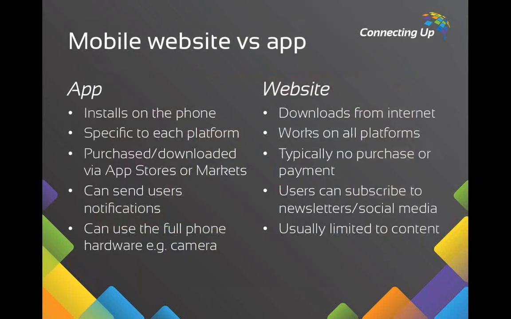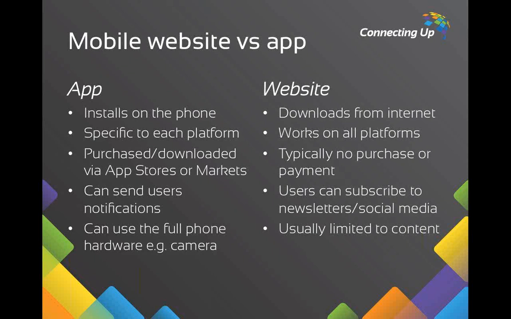So what is the difference between a mobile website and a mobile app? So a mobile app will install on your phone, whereas a website downloads from the internet, just like a website on your computer. Apps are specific to each platform, so an Android app won't run on an iPhone and vice versa, whereas a website works pretty much on all the platforms. Apps have to be purchased or downloaded via the necessary app stores or markets. So this represents an opportunity for you to sell your app, whereas websites typically don't have a purchase or payment.